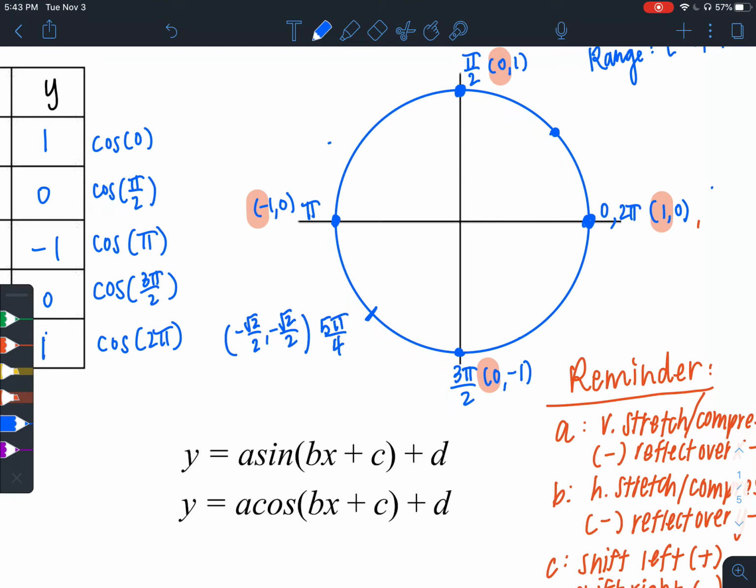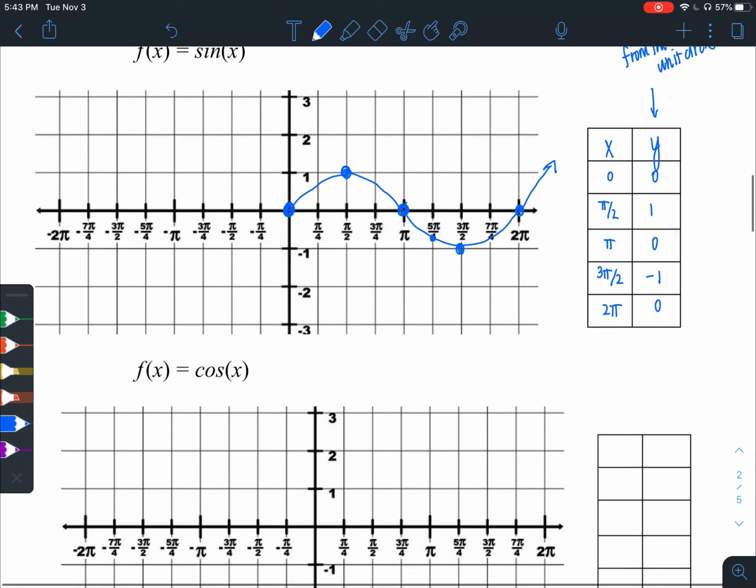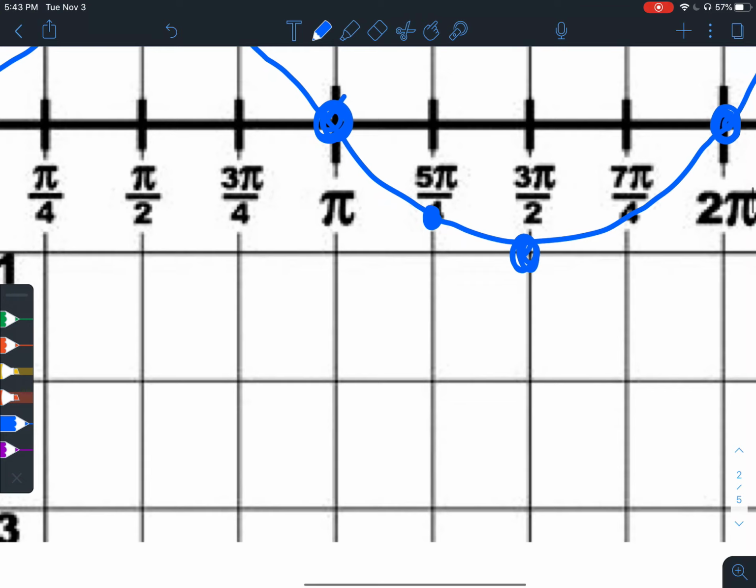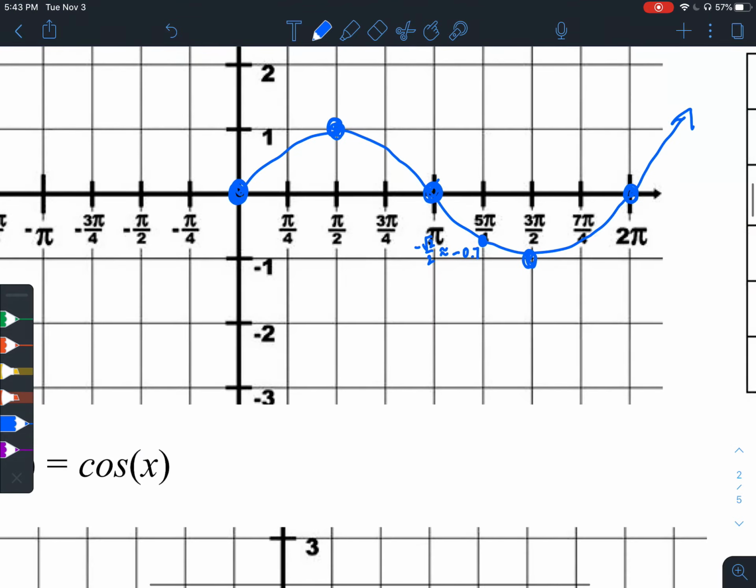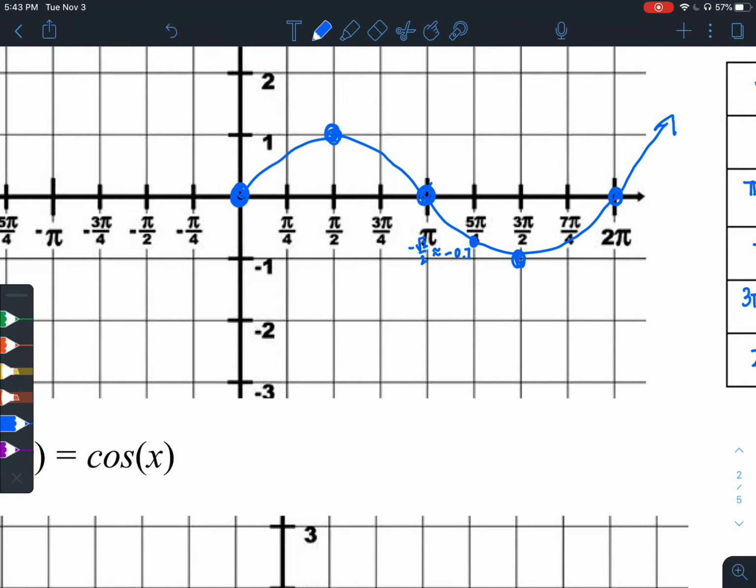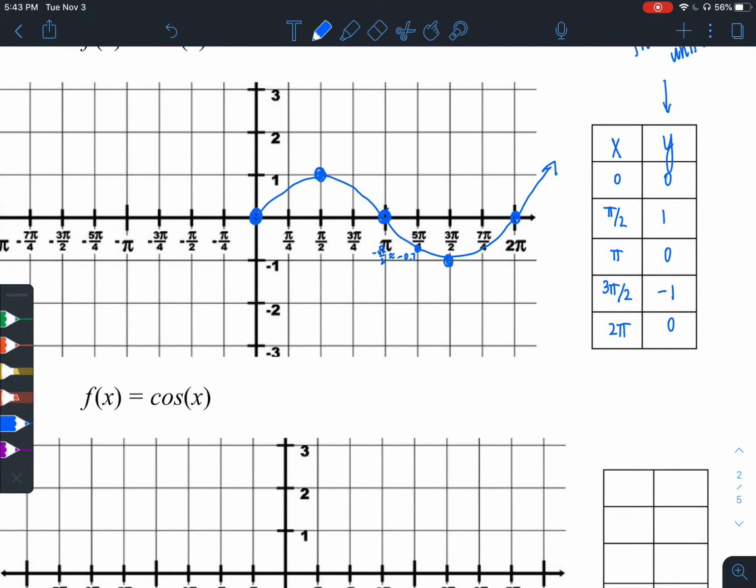So the square root of 2 over 2 is about 0.7, I believe. And if you zoom in, this is about negative 0.7, which is negative radical 2 over 2. So you can see that 5 pi over 4 is equal to that negative radical 2 over 2. We don't have to plot those points, but it is helpful to know that that is where those in-between points are coming from. So if we just plot our parent values, we don't have to do all the other stuff in between.